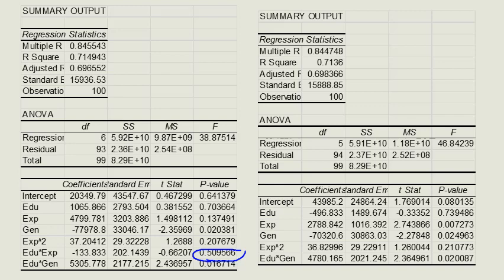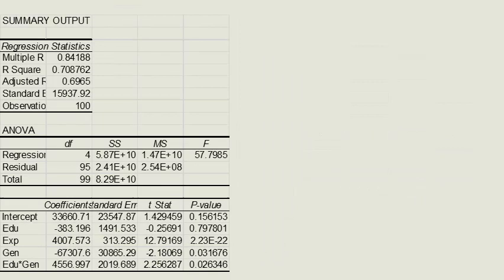Once again, education is the largest p-value. But once again, we cannot remove it because of the interaction variable involving education. So we go on to the second largest p-value, which belongs to experience squared. And that is the next variable to be removed. After removing experience squared, we get this output. Once again, education is the largest p-value.